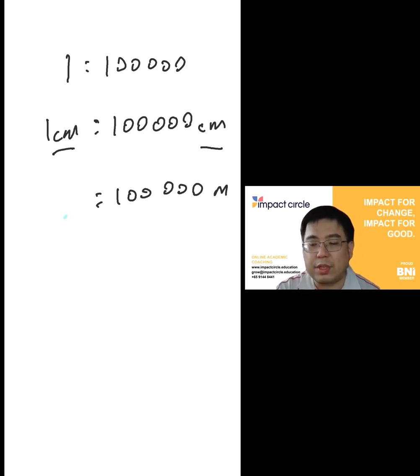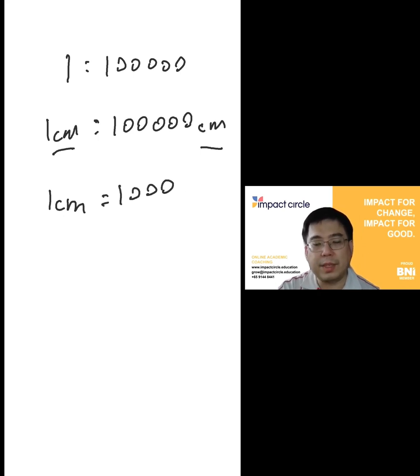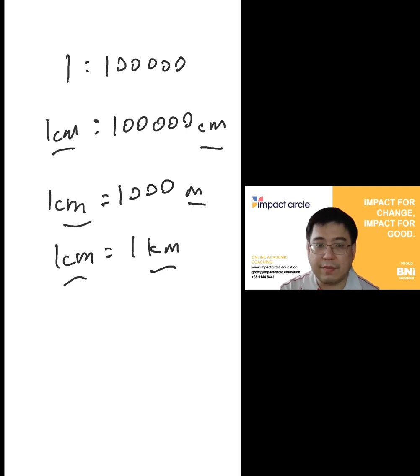If you wish to convert to different units, you can, but you have to make it clear as you present your answer. So 1 cm representing 100,000 cm is also the same as 1 cm representing 1,000 meters, or 1 cm representing 1 km. You have to make the units clear if the units are different.